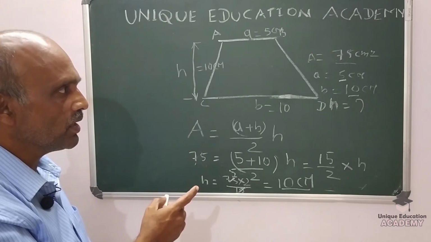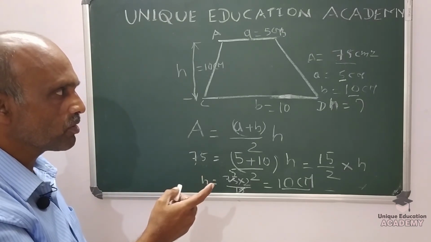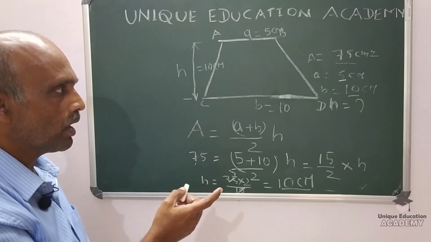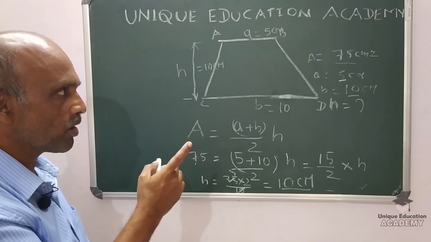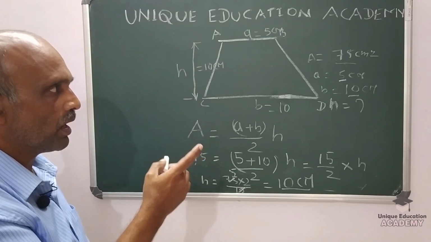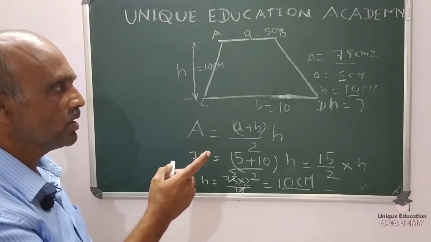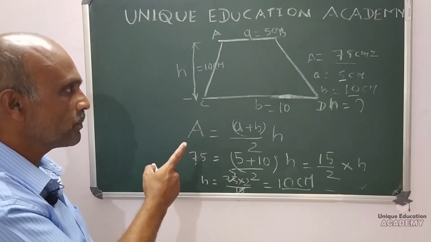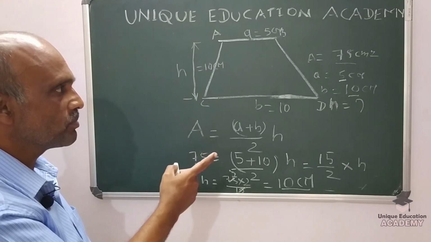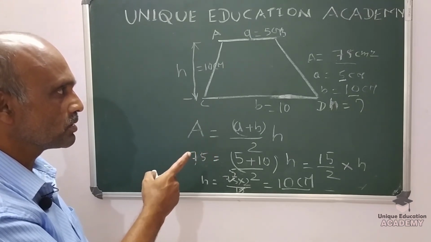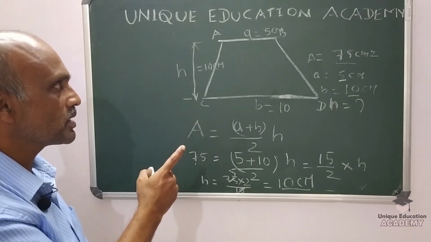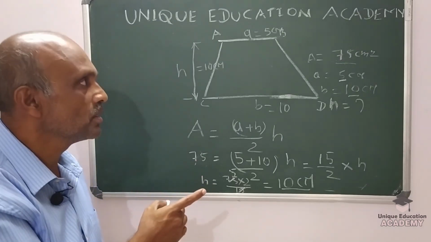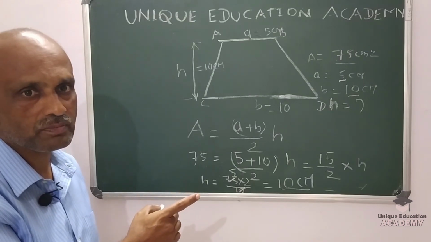Similarly, another type of problem will be there in which the height will be given to you, and b is given, small a is not given to you, and capital A, that is the area, is given to you. In such a case also the same equation can be used, keeping small a as unknown. After simplification you will get the value of small a, that is one of the parallel sides. So these are the different types of problems that you may come across in connection with the trapezium.